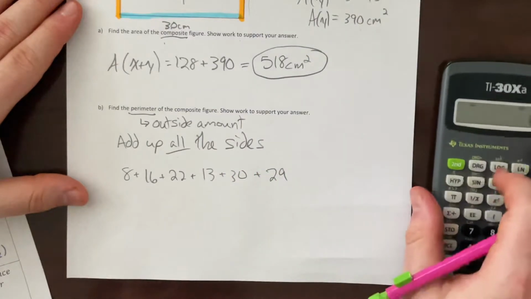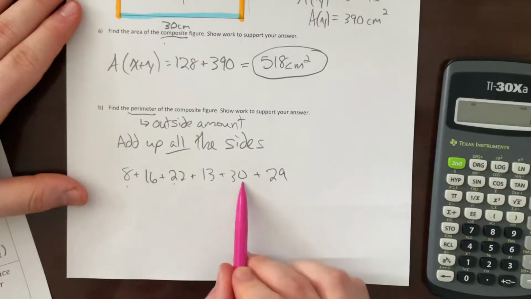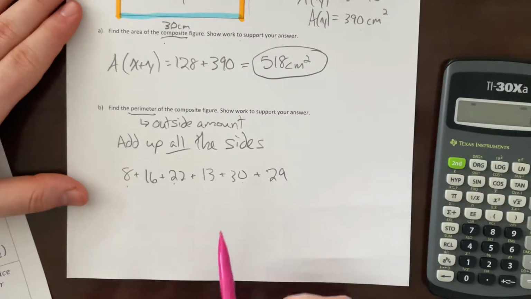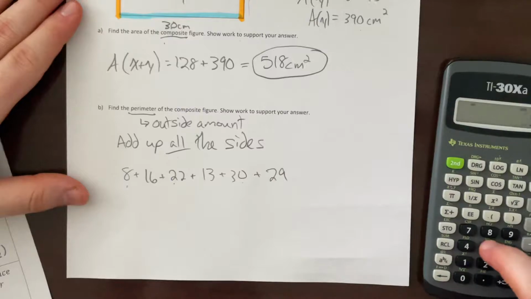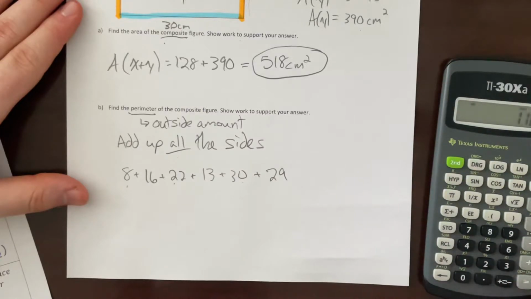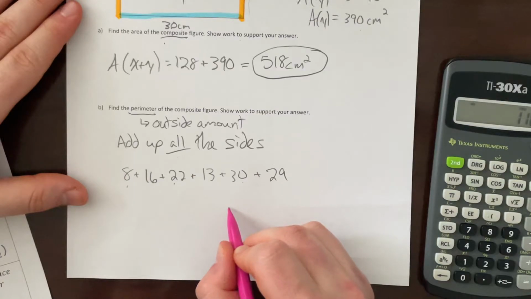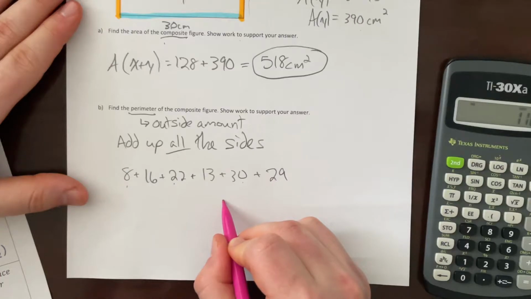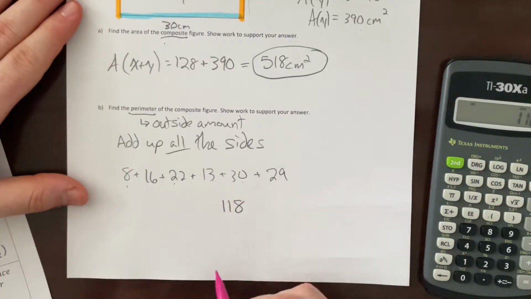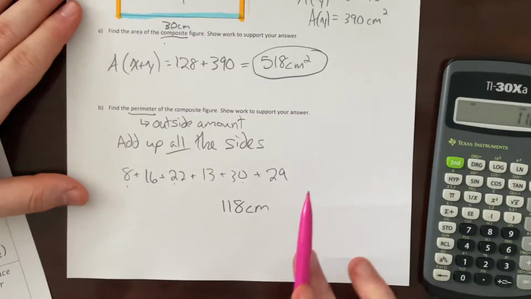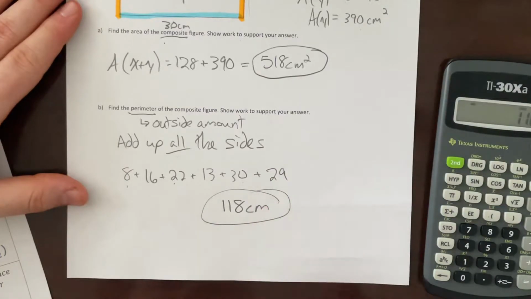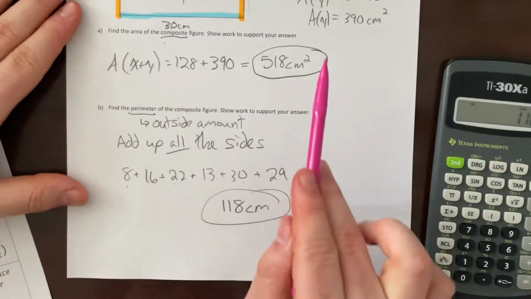Add those all together. Let's do 30, 60, 29 plus 29. So we have 60 plus, and then we have 58. It's going to be 118. So we're going to say all together, yep, we have 118, and let's say centimeters. The reason why we don't have our units to a different power is because we're just talking about the outside line of that.